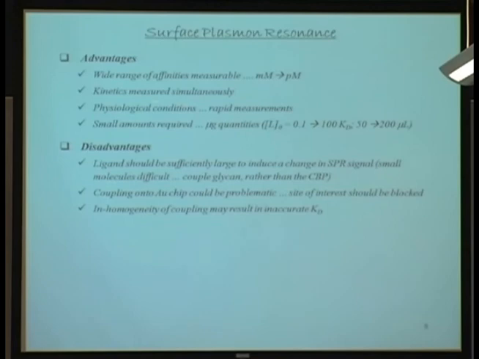Kinetics can be measured. For the most part, we can use buffers that are physiological and therefore pretty good. And what typically happens is that the cell is very small, and therefore you can get away with microgram quantities of your biomaterials.